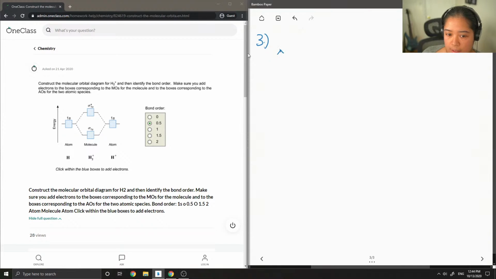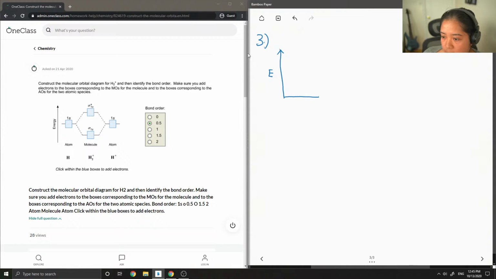Okay, so I'm just going to write on the side. First, the molecular orbital diagram. They already kind of gave us the basic skeleton, but if you don't remember or if you are confused with how to construct diagrams like this, basically you have your y-axis, which is energy, and the more you go up, there is a higher amount of energy.